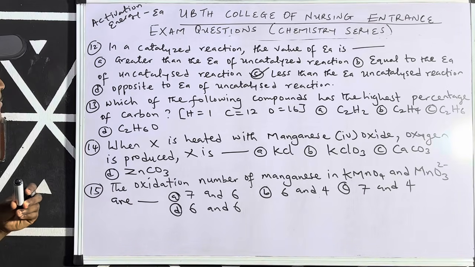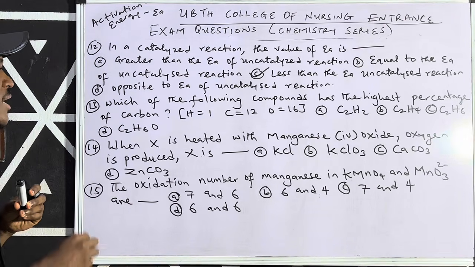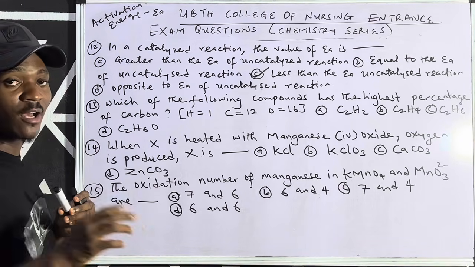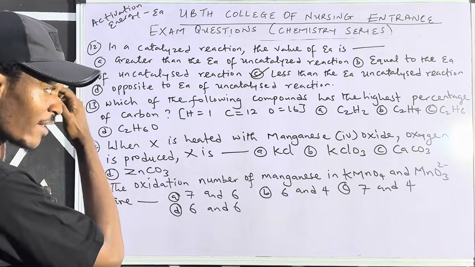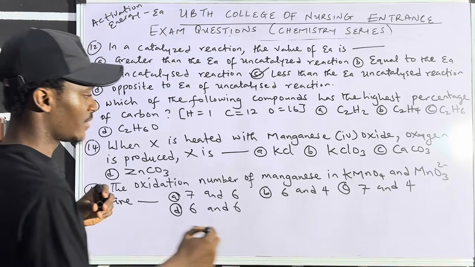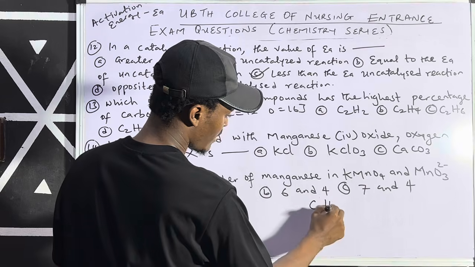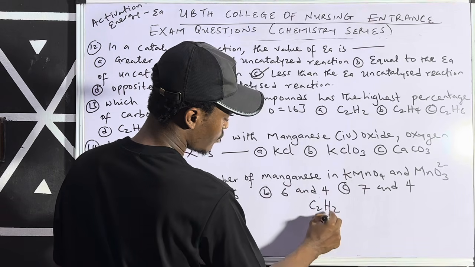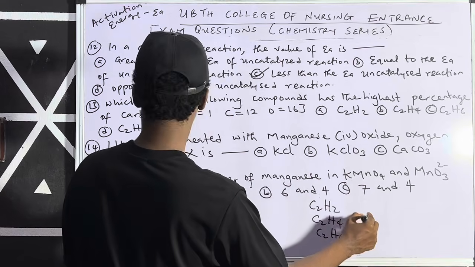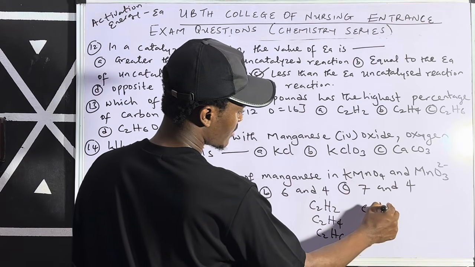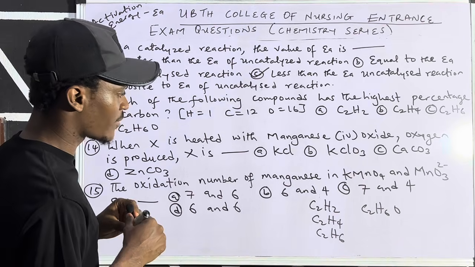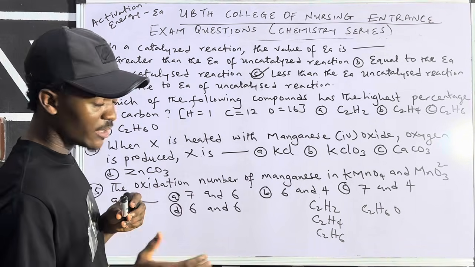Then question 13. Which of the following compounds has the highest percentage of carbon? How do we go about this? Now, we have to consider all of the compounds written: firstly, C2H2, C2H4, C2H6, and C2H6O. How do we get the percentage composition of carbon in each of these compounds? It will be very easy.